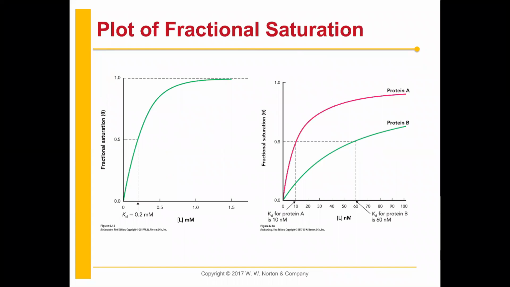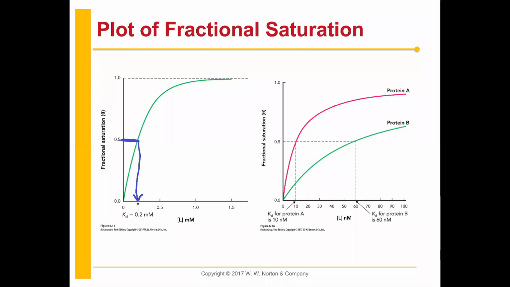So here's our hyperbolic curve. If we solve for our KD by determining where our saturation is at 0.5, because we just found that out in the equation, we can tell what our KD is. And so now having this method, we can look at different proteins and the same ligand and say, okay, which protein has a higher affinity for the same ligand? That's what we've done here with protein A and protein B.